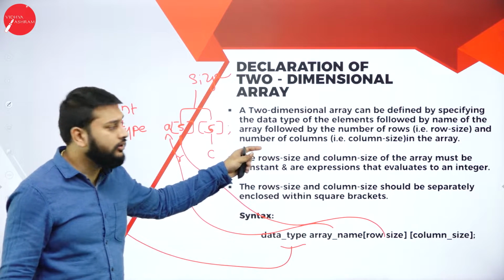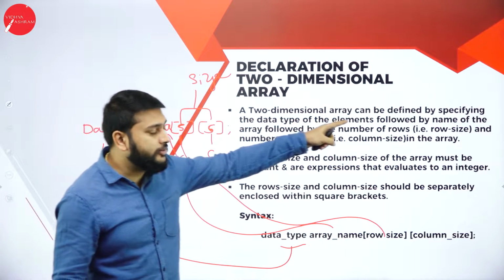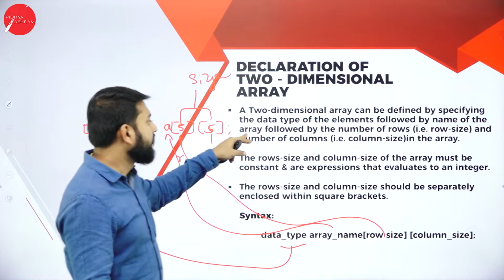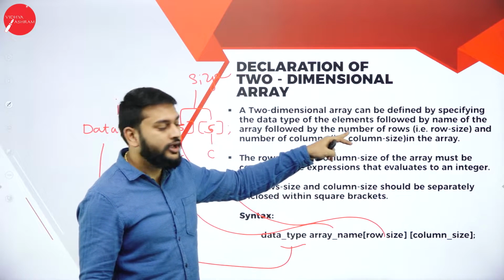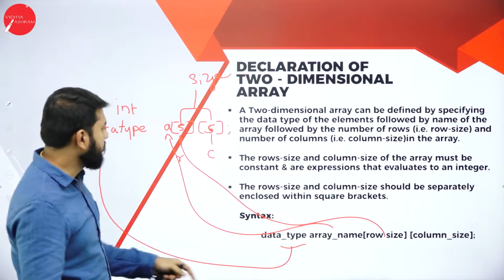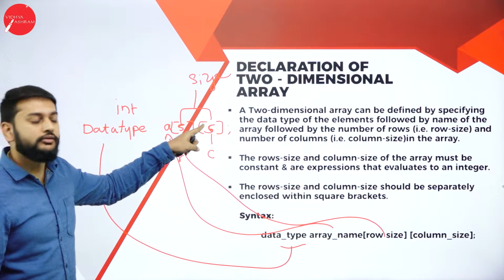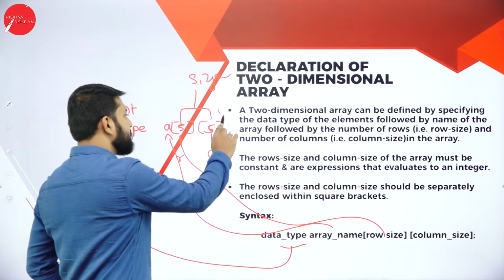Just have a quick look. So two-dimensional arrays can be defined by specifying the data type of the elements followed by the name of the array, followed by number of rows and number of columns. So data type must be specified, array name followed by row size and column size. That is what the first point says.